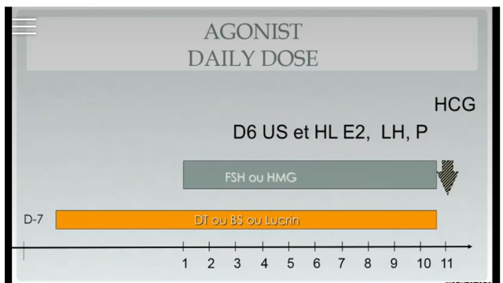The most used treatment is the GnRH agonist daily dose. You begin 7 days before the expected menstruation, and you continue for 12 to 18 days. And when you obtain the desensitization, you can begin the stimulation.